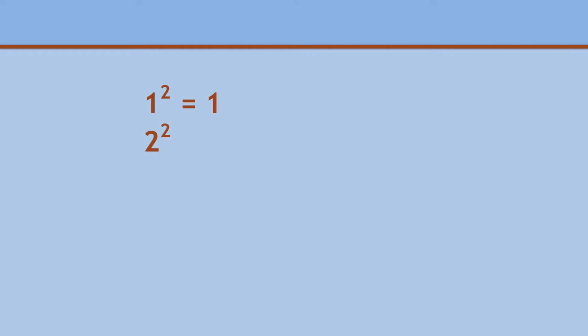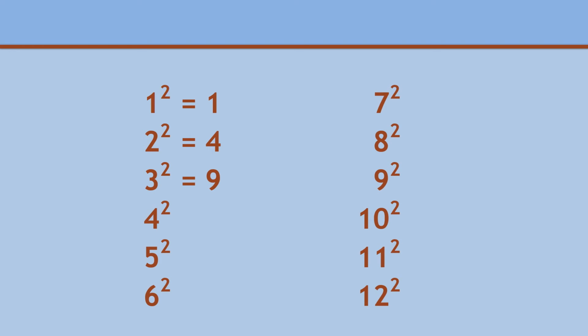Our next one, 2 squared. Okay, 2 times 2 equals 4. 3 squared. 3 times 3 equals 9. Okay, and then we have the rest. So I want you to take a minute and solve the rest of these. I want you to do 4 squared all the way through 12 squared and write the answers in standard form for each one of these exponents.